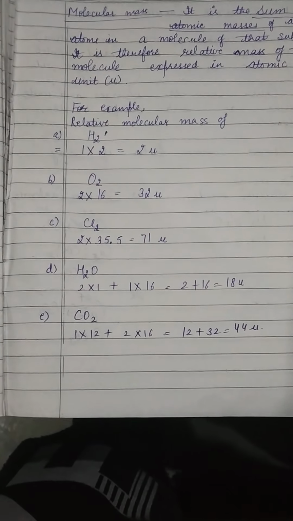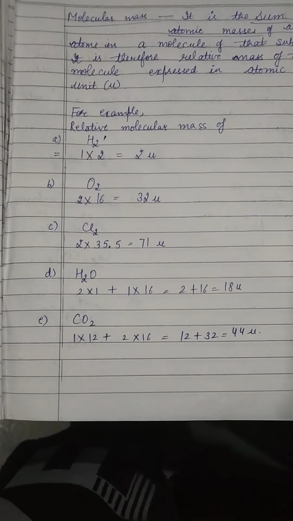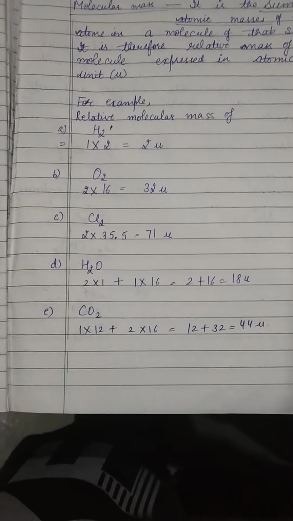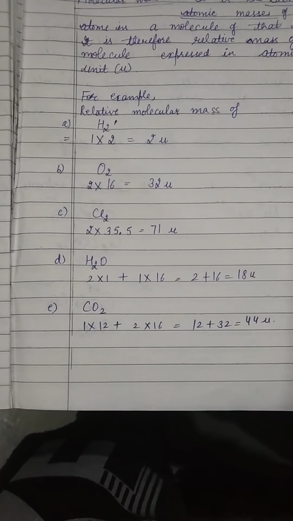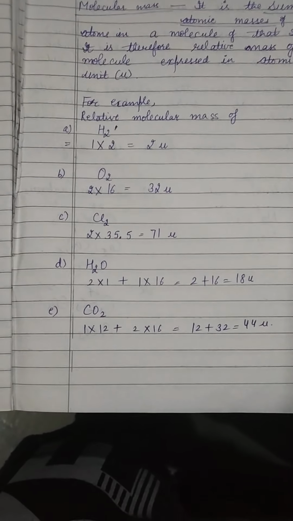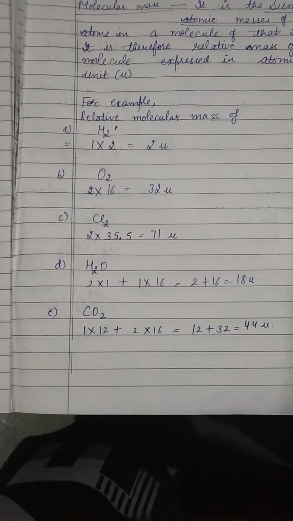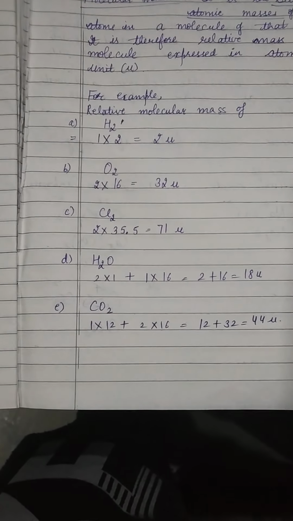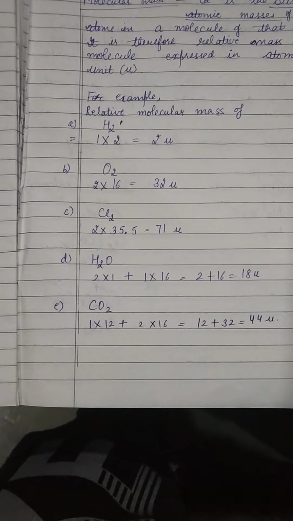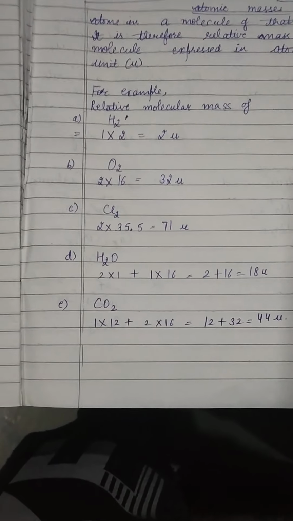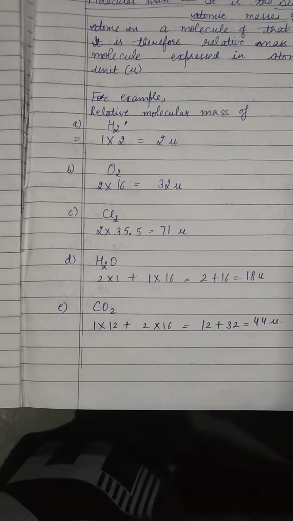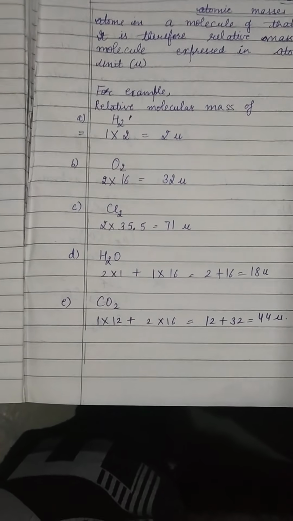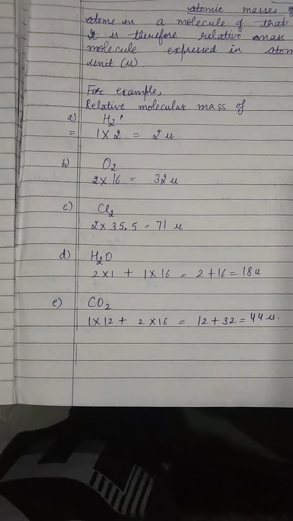is equal to 71U. In the case of compound water, the number of hydrogen atoms are 2 and oxygen atom is 1. So we will multiply the number of hydrogen atom with its atomic mass 1 and number of oxygen atom, that is 1, with its atomic mass 16. And then we will add these two values. So answer will be 2 plus 16 is equal to 18U.